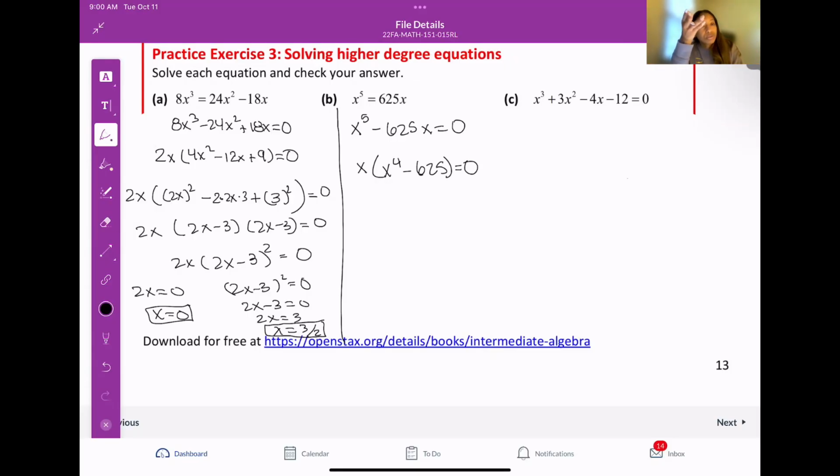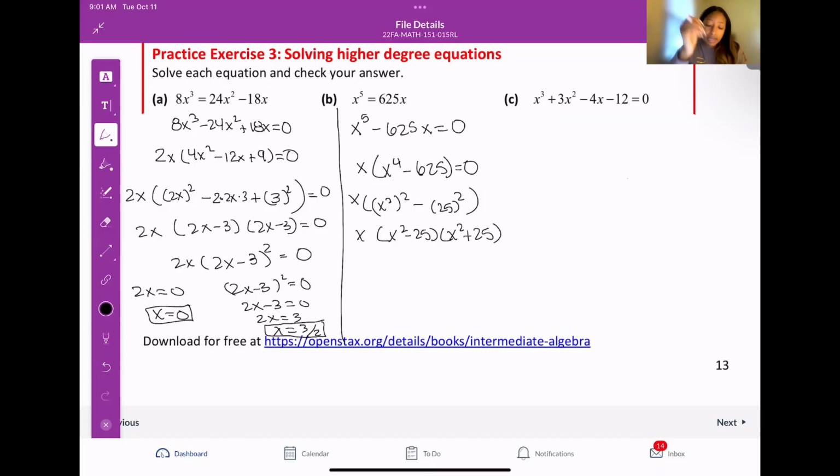And even though you might be looking at this like, oh, this is a 4th power, we haven't seen this before, x to the 4th is just x squared squared. So this is x squared squared minus 625, which is 25 squared. So in the parentheses there, we have a difference of squares. x to the 4th minus 625 really factors to, we still have that x on the outside, x squared minus 25 times x squared plus 25.